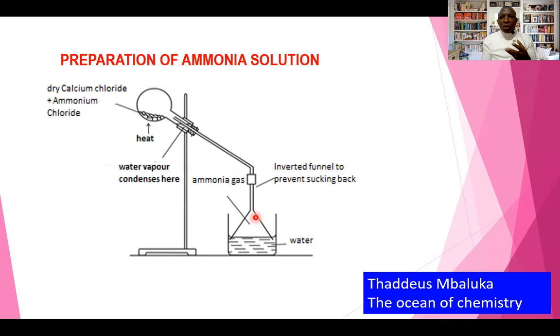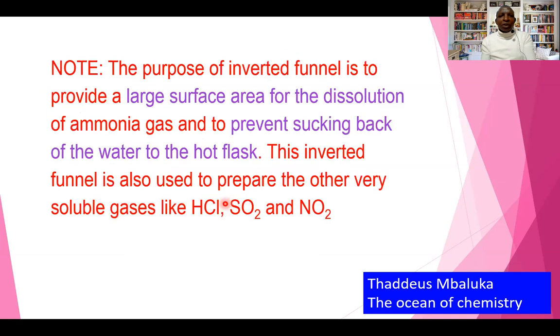But when you are told to describe how to prepare a solution of ammonia, then you direct the gas into water using an inverted funnel. If you are told to identify the apparatus, it is simply called a funnel. The purpose of the inverted funnel is to provide a large surface area for the dissolution of the gas and to prevent sucking back of the water into the hot flask. It is also used to prepare other very soluble gases like hydrogen chloride, sulfur(IV) oxide, and nitrogen(IV) oxide.